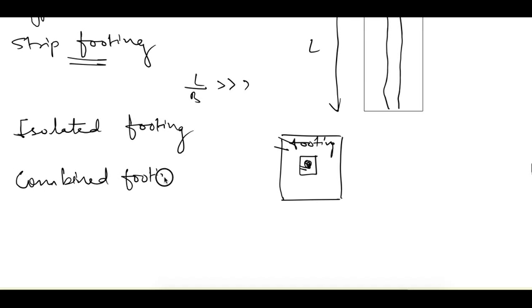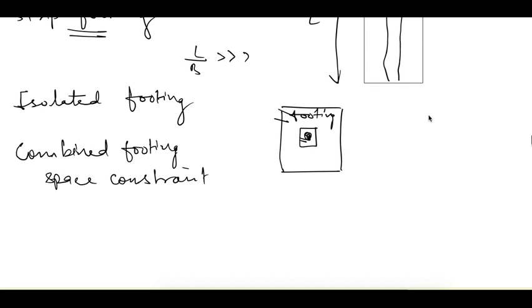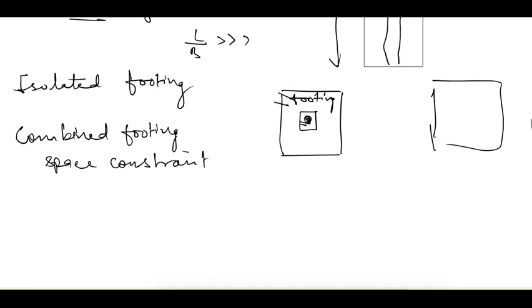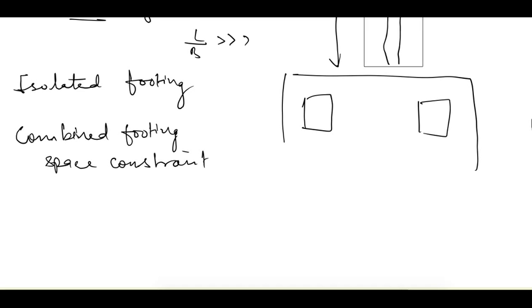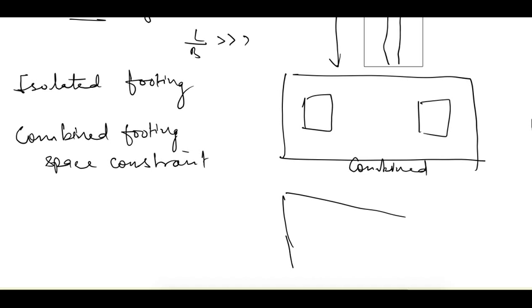After that, next is combined footing. So when there is space constraint, if there is not sufficient space to provide two footings separately, for that this combined footing is provided. So what is done, if two columns are there or more than two columns are there, for that a connected footing is provided. This is called combined footing, or it can be of trapezoidal shape also, like this.